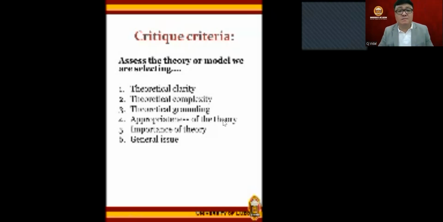Then we have theoretical concept complexity. You need to also look into the different constructions, like in the work of Cantor. Based on that one theory by Cantor, three constructions were derived as key elements of Cantor's theory. Then we also have theoretical grounding, appropriateness of the theory, importance of theory, and the general issue.